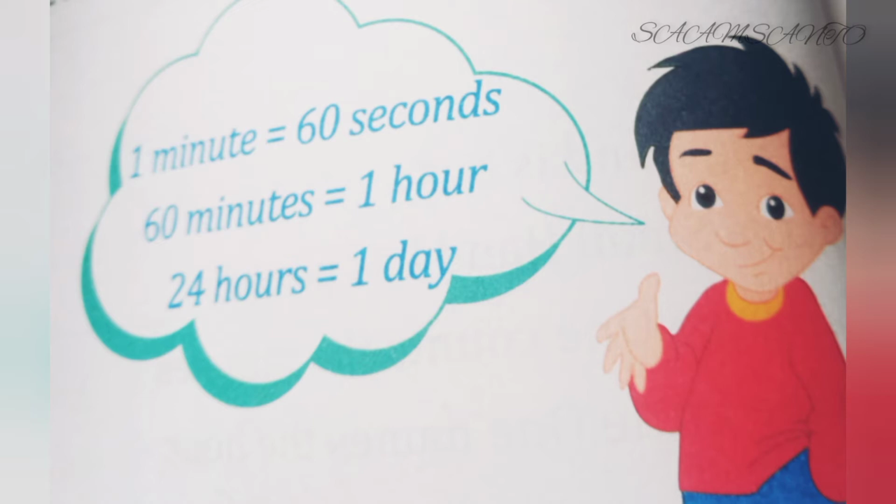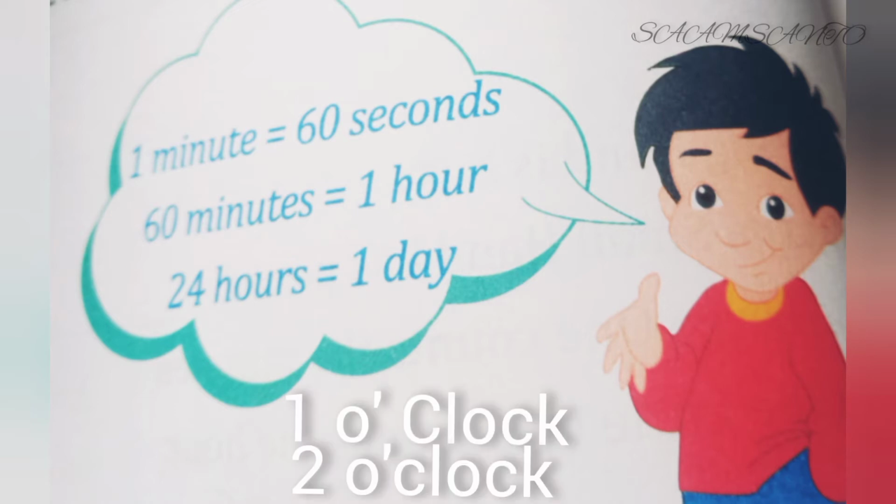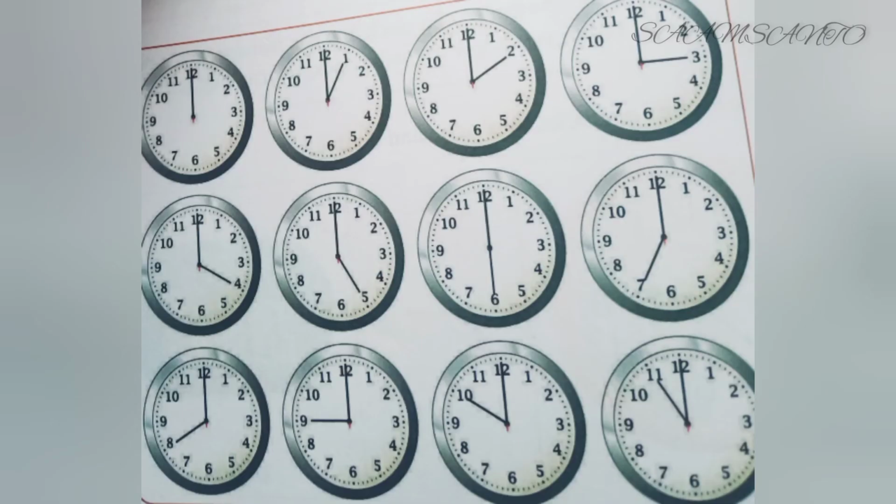When we read the time, we have to read like 1 o'clock, 2 o'clock, 3 o'clock, like that. All the 12 hour hands are mentioned here. You can just see it and name it from 12 to 11.